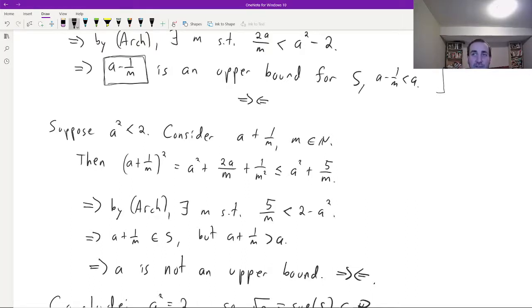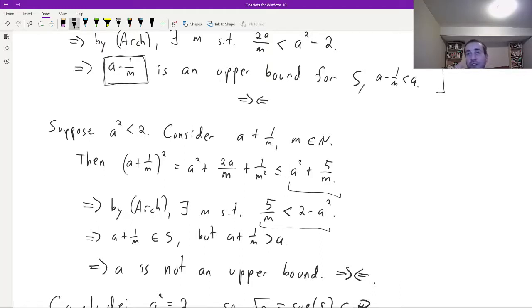And we do the same algebra, and what we find is that A plus 1 over M squared is less than, say, A squared plus 5 over M. I'm not being terribly careful about this bound. So we can use the Archimedean property again to find a value of M so that this A squared plus 5 over M is not too large, in particular so that 5 over M is less than 2 minus A squared.